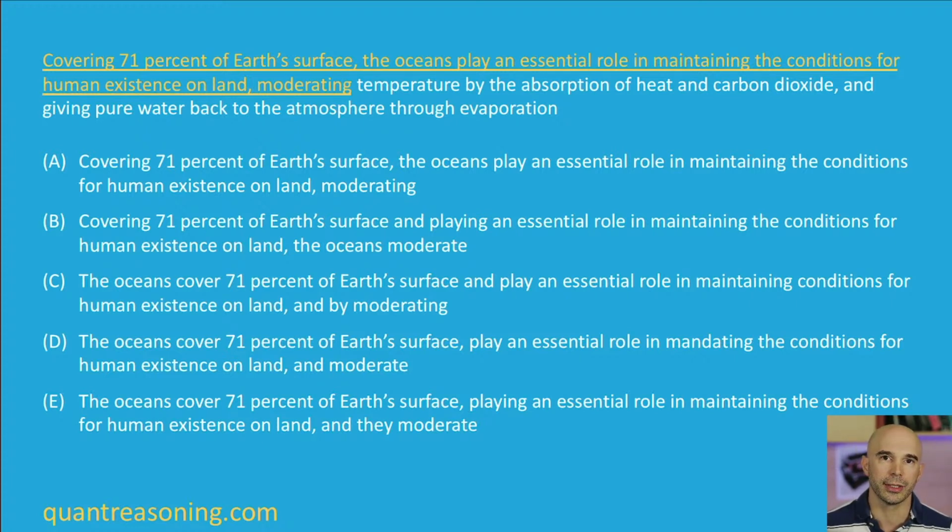So now that we go to the answer choices, I'm wondering, is there more than one possible answer choice at this point, now that we've done all that analysis? I would eliminate C, D, and E because they're starting by saying the oceans cover 71%. So that shifts the primary purpose of the sentence from the oceans play an essential role to the oceans cover 71%, which we all agreed was not the author's primary purpose here. So C, D, E are gone. And then B falls because of parallelism. It says the oceans moderate and giving. So that's wrong. So it has to be A at that point.